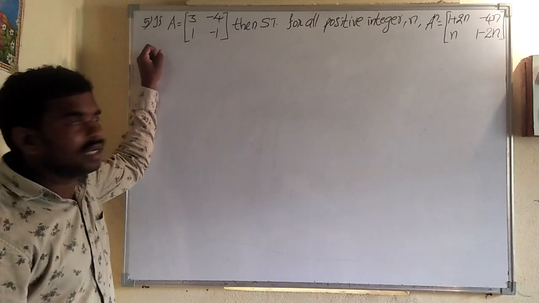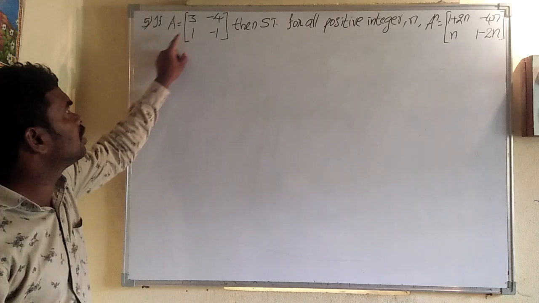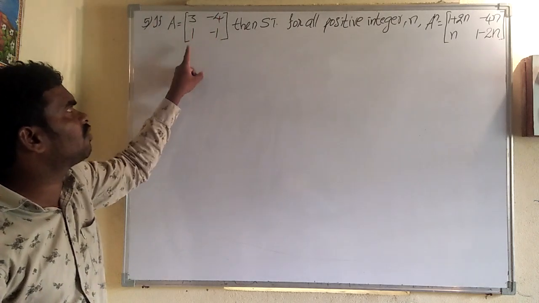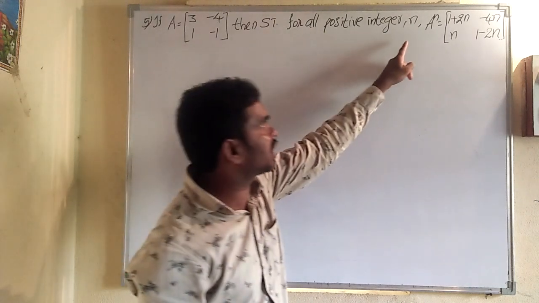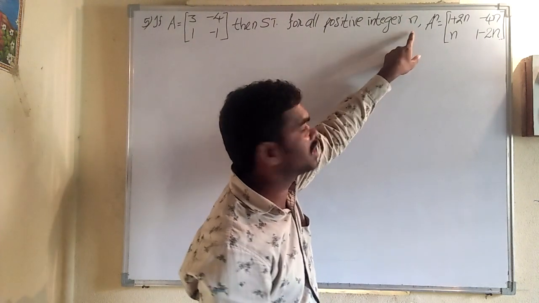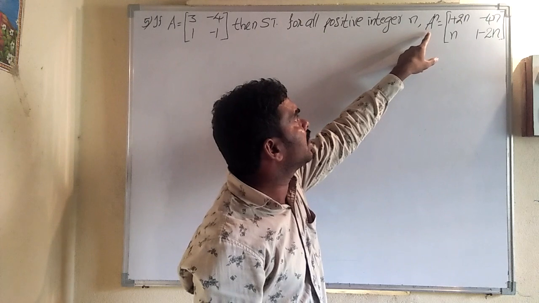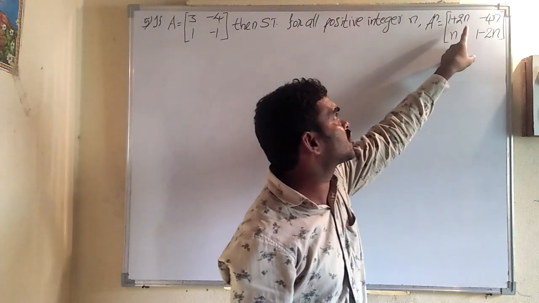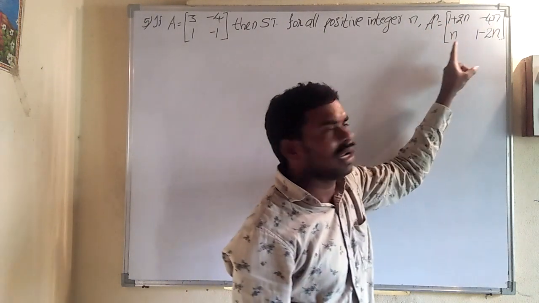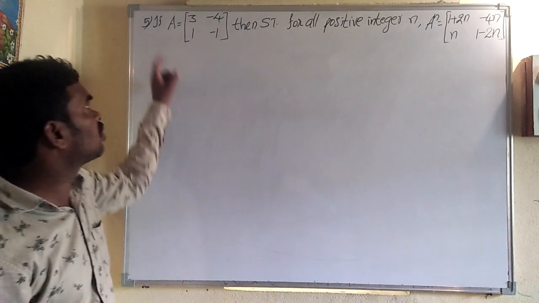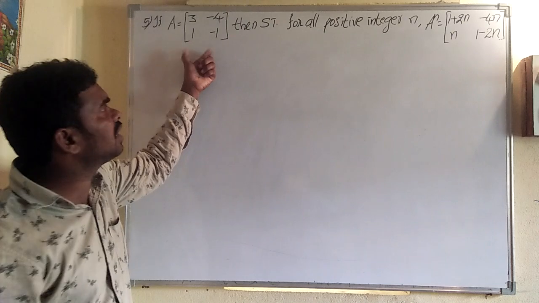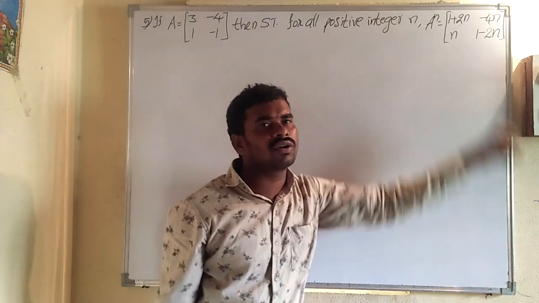Fifth question. If A equals the matrix [3, -4; 1, -1], then show that for all positive integers n, A power n equals [1+2n, -4n; n, 1-2n]. Okay? A equals [3, -4; 1, -1] is given. We have to show that A power n equals so and so.